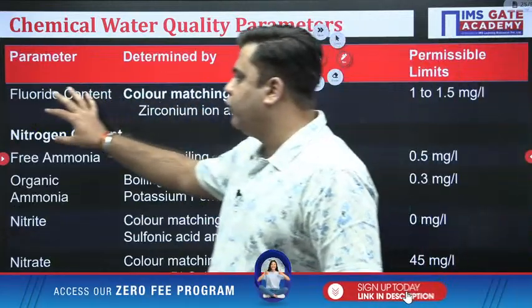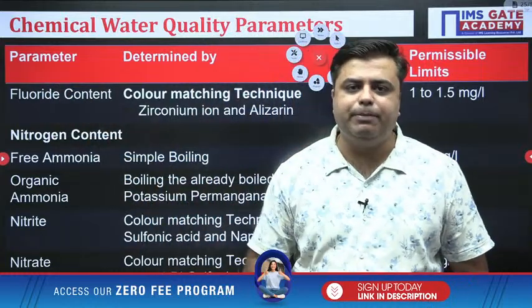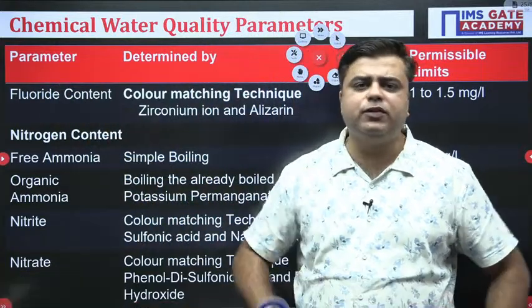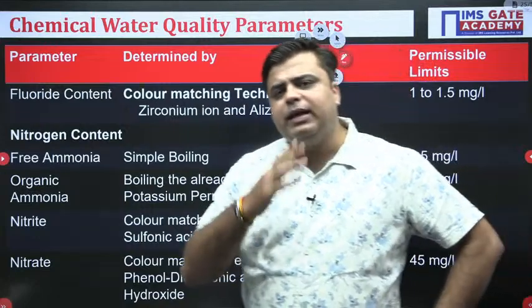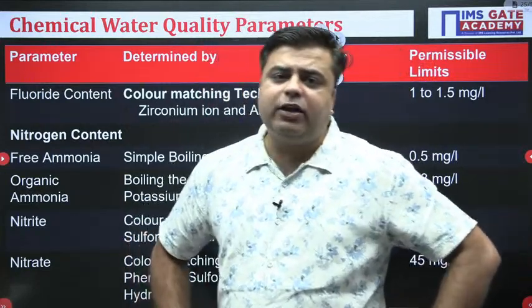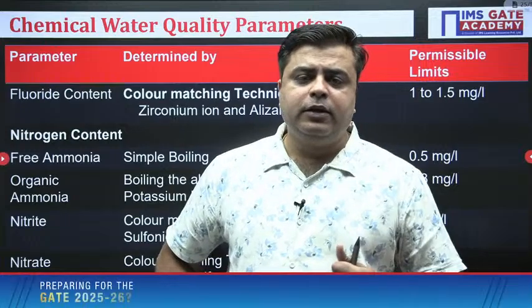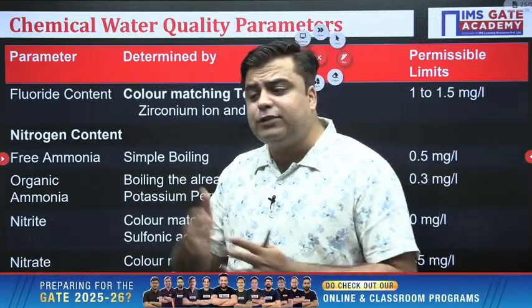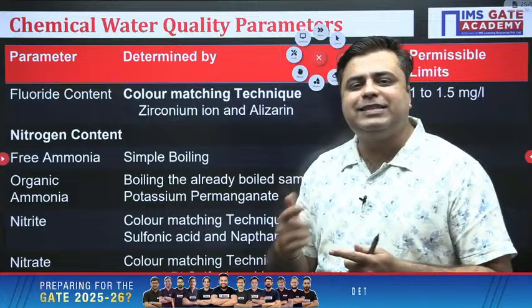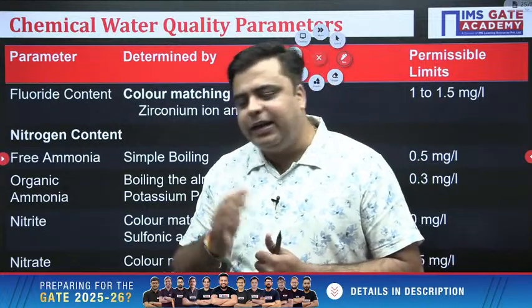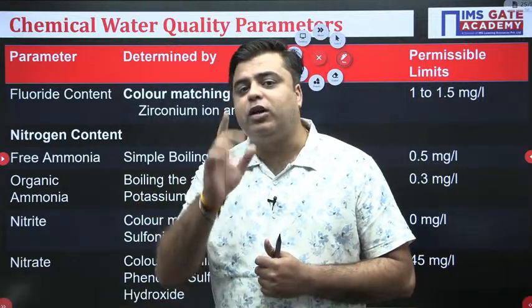Next one is the fluoride content. Now sir, it is a very tricky parameter. What happens with fluoride is, up to 1 milligram per liter of fluoride is required for proper growth of our teeth. But if the same fluoride content exceeds 1.5 milligram per liter, it starts decolorizing our teeth, leading to a disease which is called mottling of teeth.